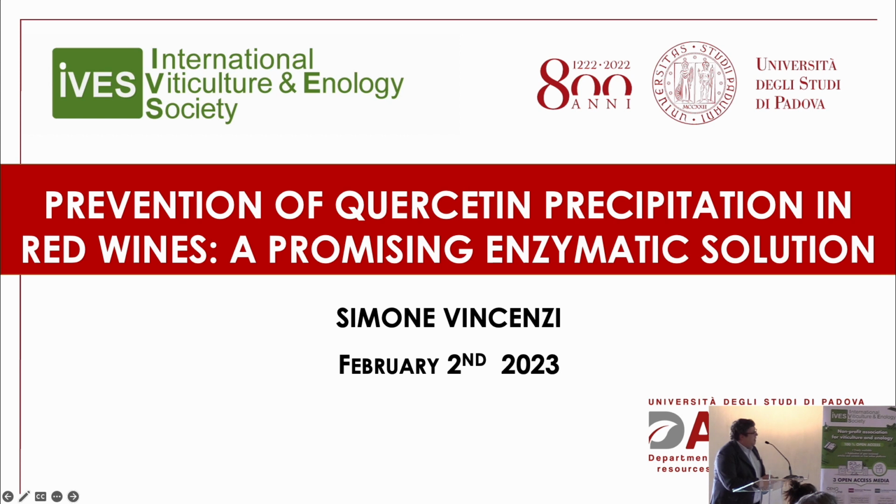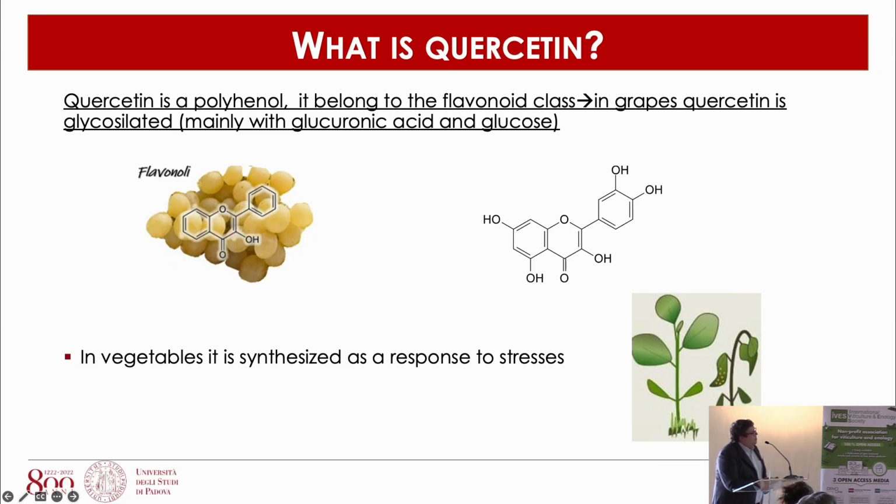So, quercetin is a polyphenol that belongs to the class of flavonoids, is present in a lot of different vegetables, including grapes, and is present in the skins and also in the leaves. Correctly, Pierre-Louis said that mechanical harvest is one of the reasons for the increase of quercetin in the wines.